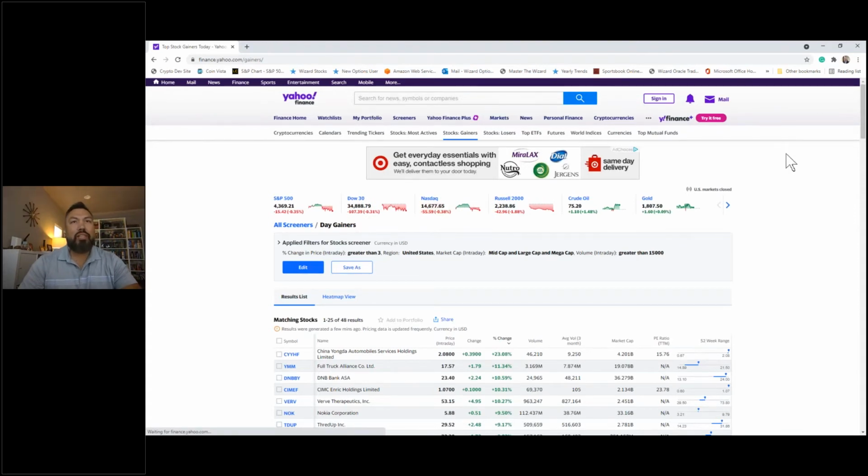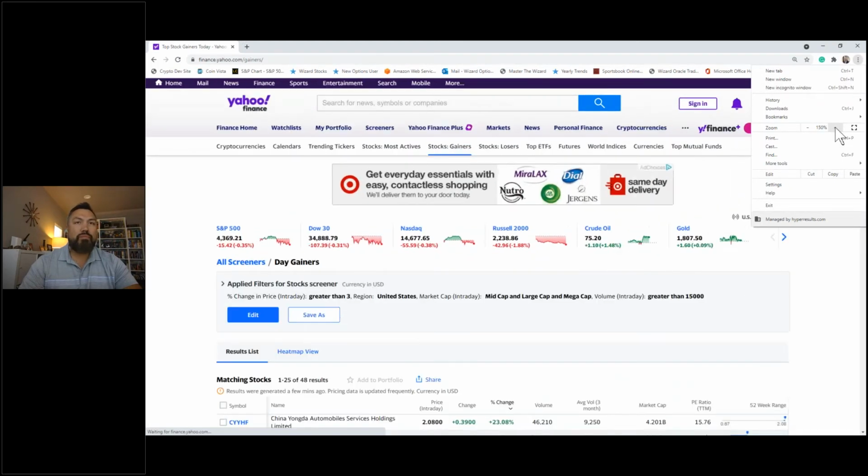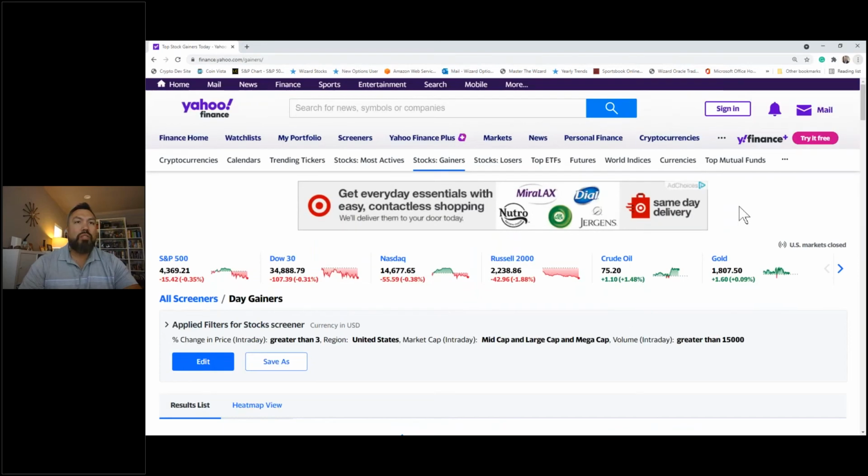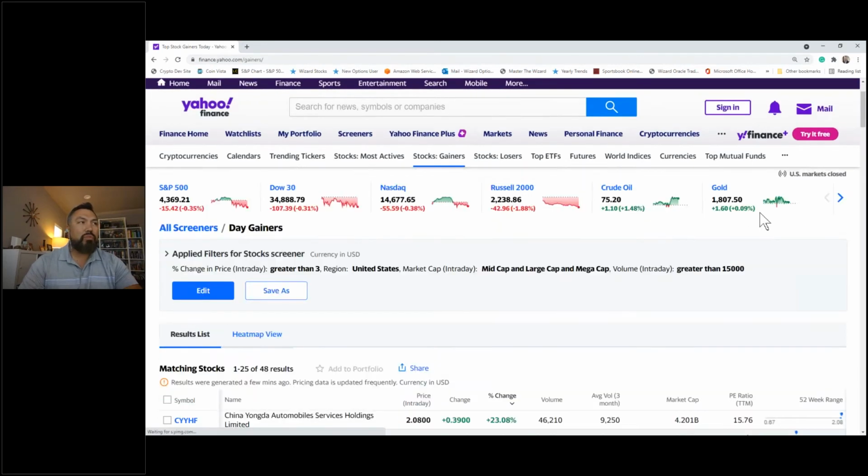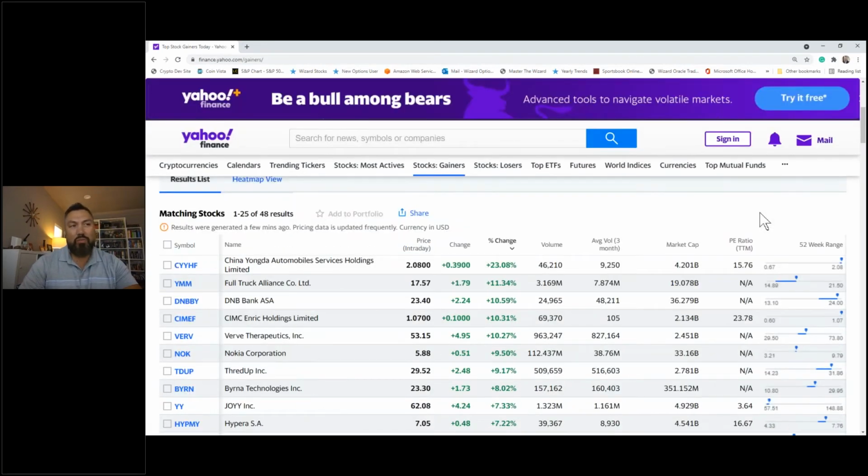So what we're looking at here is a simple list. Let me zoom in a little bit more. There we go. This is a simple place to go understand who the top gainers were today. This is Yahoo. Like I said, I'm doing this all with free resources. You don't have to have a paid anything to do this.